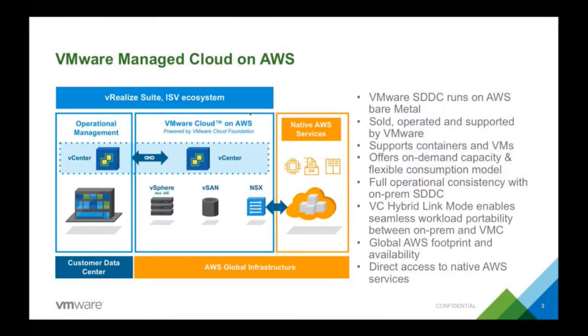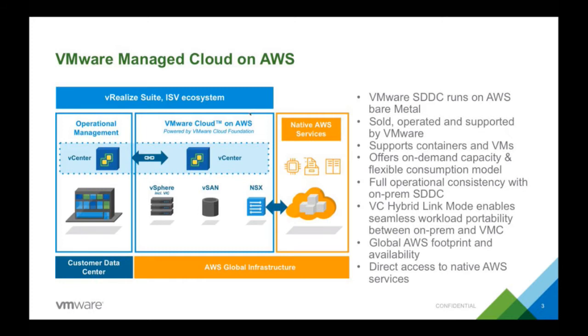VMC is a standard SDDC, like an on-prem. The only difference is that we're installing it on the hardware, on the iron, on an AWS EC2 instance. It's a very beefed up server that I don't think they have released yet, specially built for us. I will show you in the demo which EC2 instance model it is. And it's sold and operated by VMware.